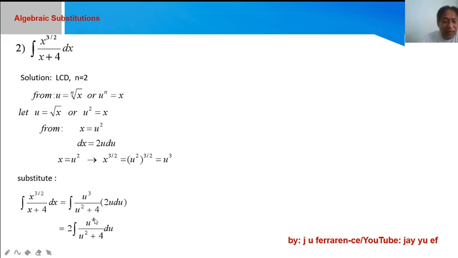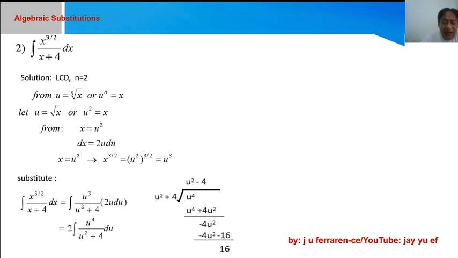So again, this is an improper fraction. So I can divide, but I'm not going to apply synthetic division anymore because my divisor is of second degree. Okay, so how to divide? We have u to the 4th power with u squared plus 4. So, you have the first term which is u squared. You go back to your divisor and distribute it. You have u to the 4th power plus 4u squared.